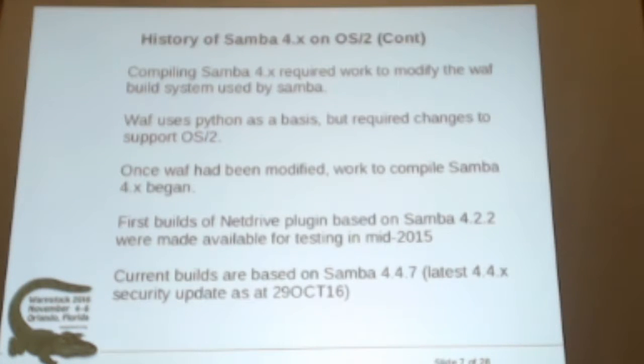Okay, continued history of Samba 4. Okay, I should have read through my slides again this morning.